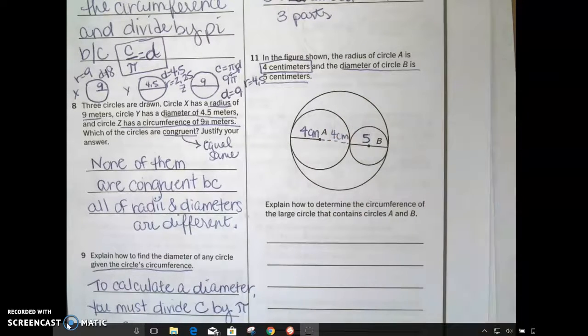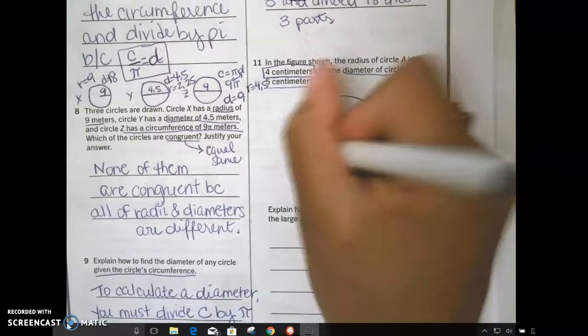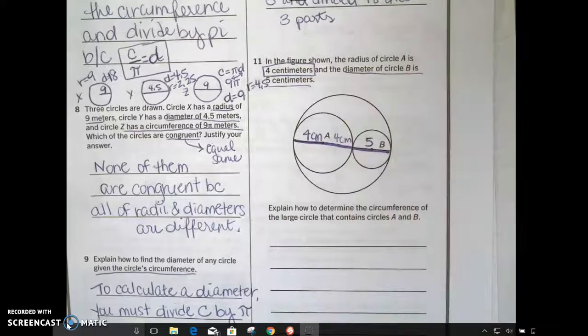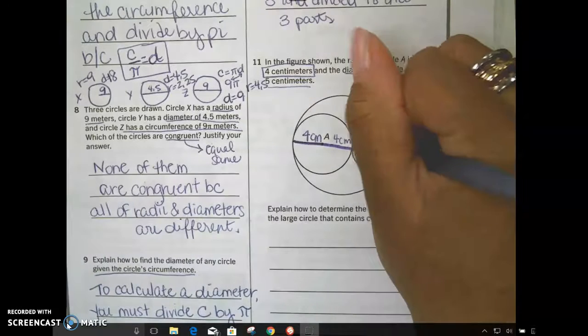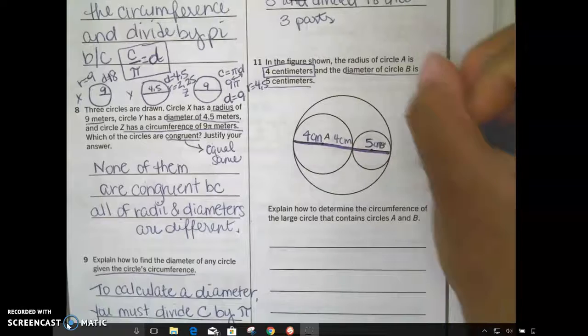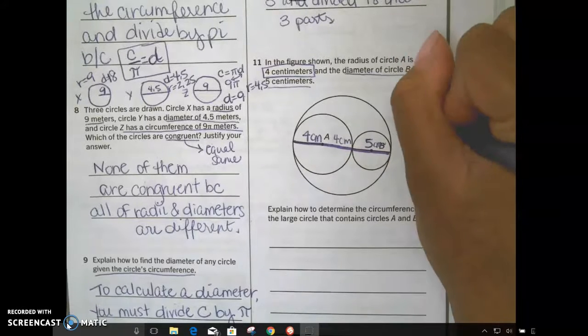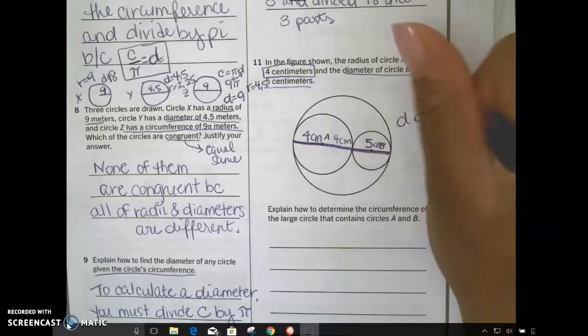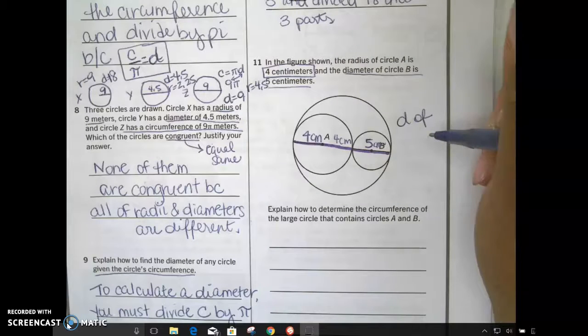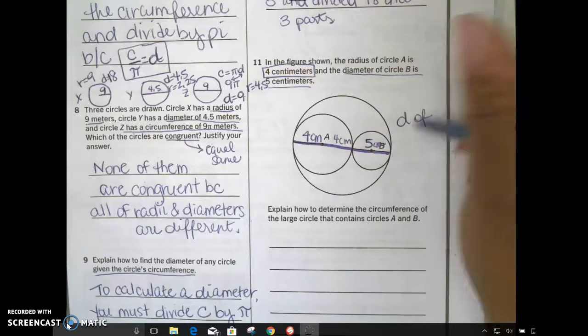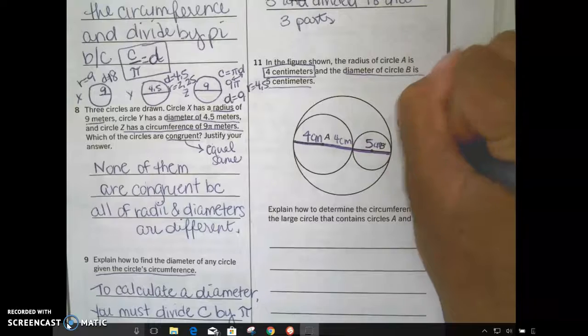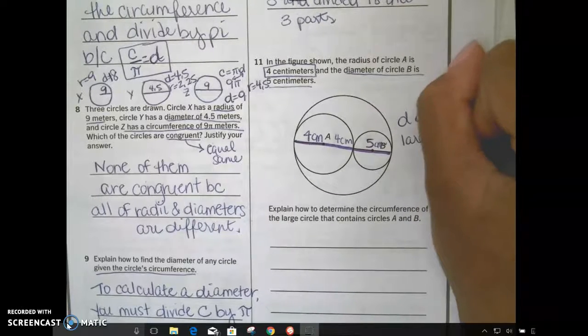So how long is this all the way across? 8 centimeters. It is not 18, it is not 8, it is 13. 13 centimeters. How did you get 13? So the diameter of what circle? Not A, not B. The larger circle, or largest, because there are 3 of them.